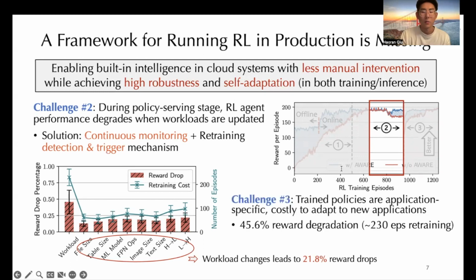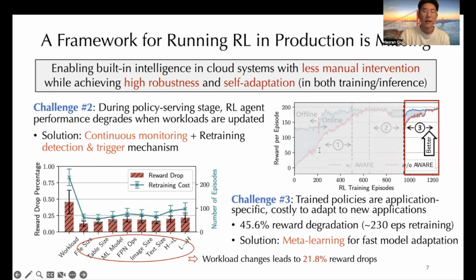Moreover, the trained IO policies are application specific, and it is costly to adapt to new applications. We found in our experiment that there can be 45% reward degradation and more than 200 episodes of retraining when adapting to new applications. To provide fast model adaptation, we propose to leverage meta-learning in our solution.